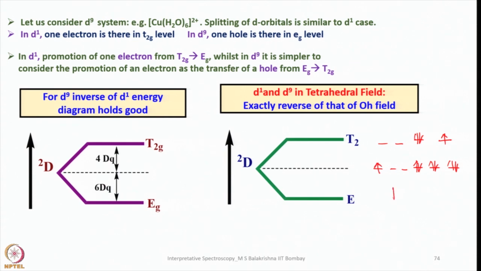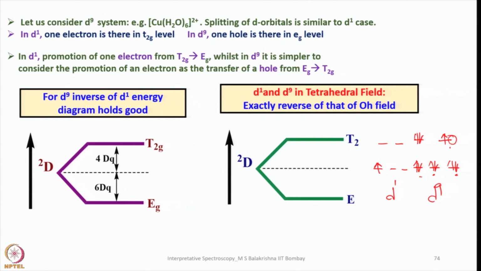So this is the d1 system and this is the d9 system. Here one of these electrons would be promoted here. That means we have one electron here, whereas here we have one hole that we are considering. So in d1, promotion of one electron from t2g to eg, whilst in d9 it is simpler to consider the promotion of a hole from eg to t2g. So for d9, the inverse of the d1 energy diagram holds good.